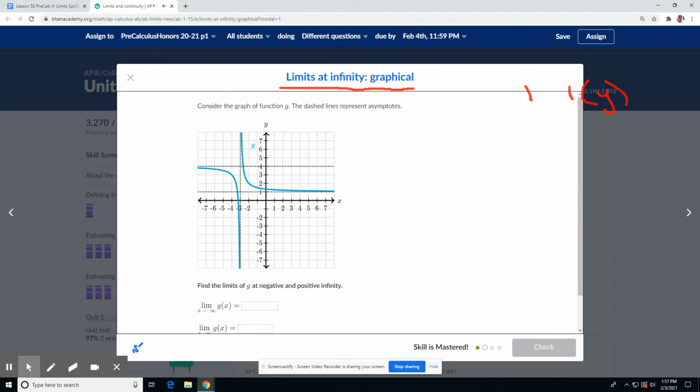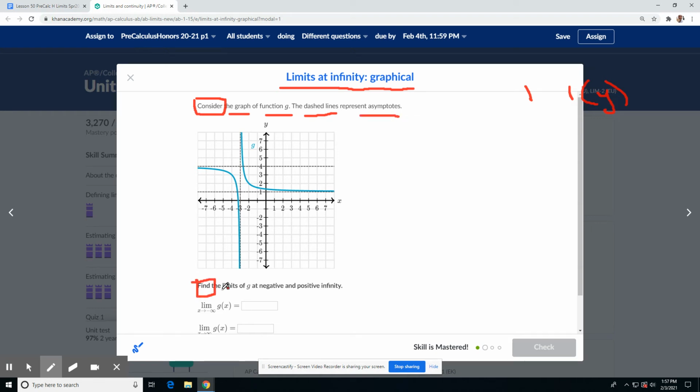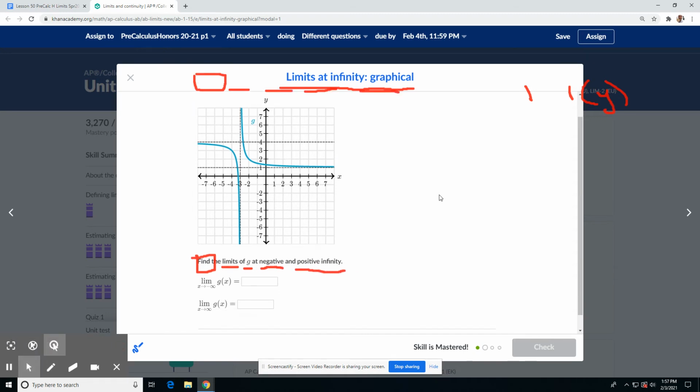Next one, consider the graph of the function g. The dashed lines are asymptotes. Find the limits of g at negative and positive infinity. Okay, let's go ahead and do that.